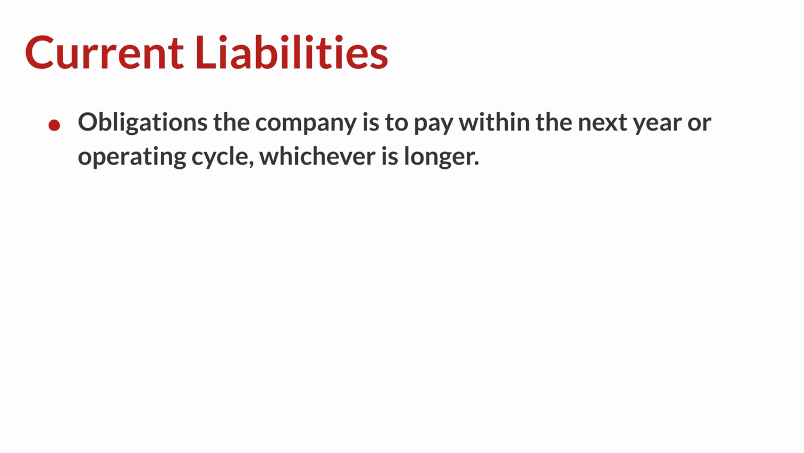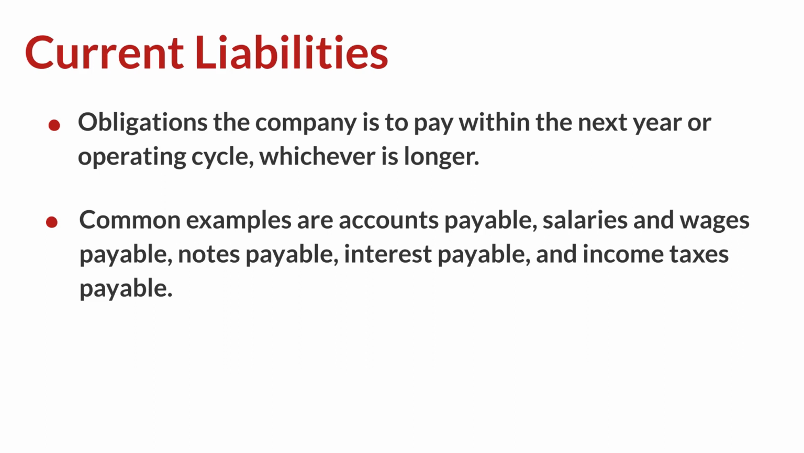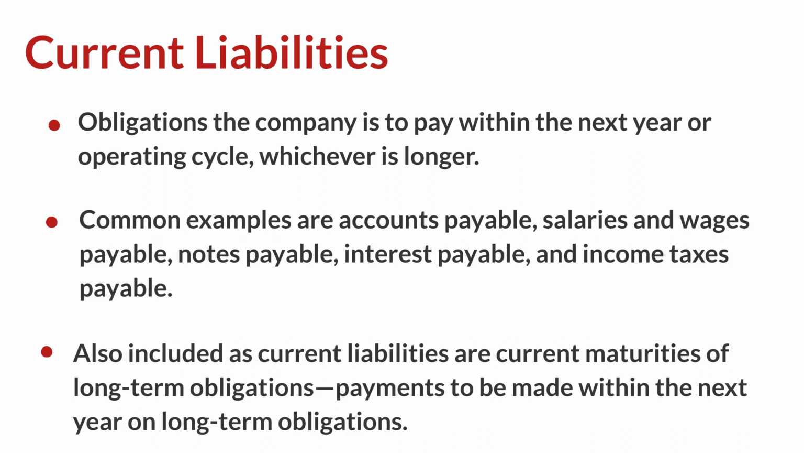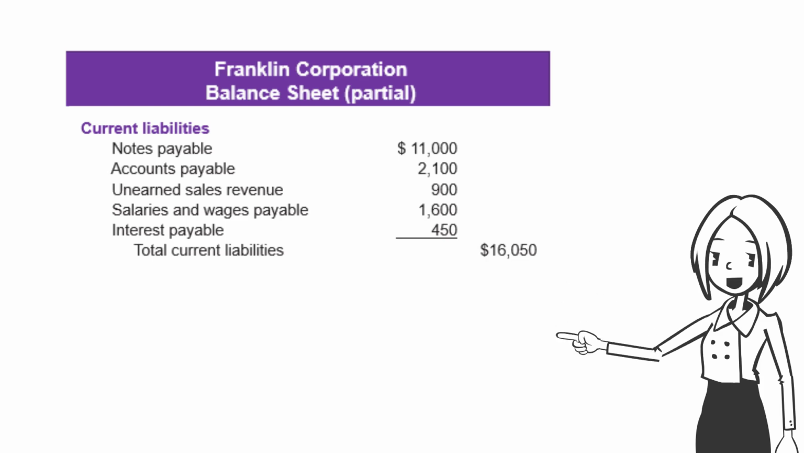Current liabilities are obligations that the company is to pay within the coming year or its operating cycle, whichever is longer. We said for purposes of this class, the cutoff for current liabilities will be 1 year. Common examples are accounts payable, salary and wages payable, notes payable, interest, and income taxes payable. Also included in this section are current maturities of long-term obligations. These are payments to be made within the next year on long-term debt. Franklin Corporation reported 5 different types of current liabilities for a total of $16,050.